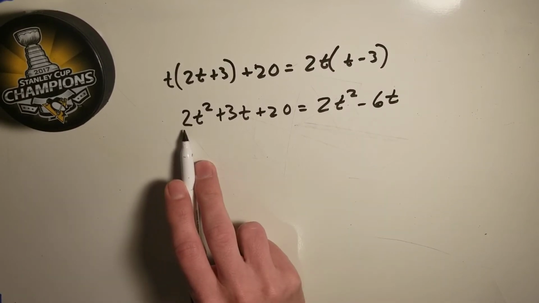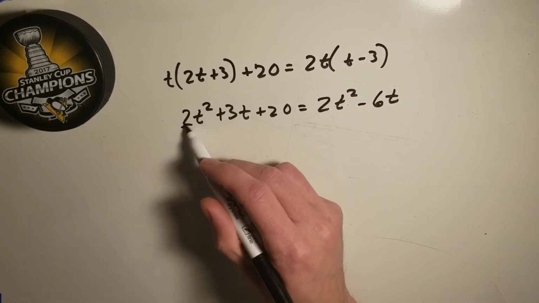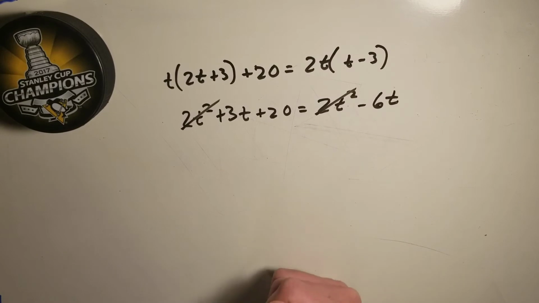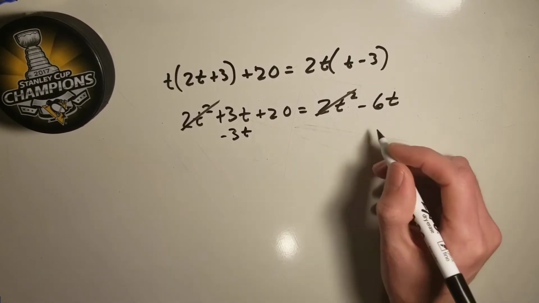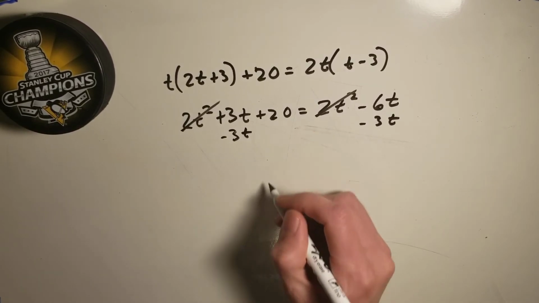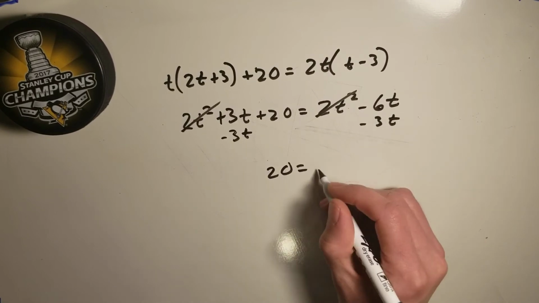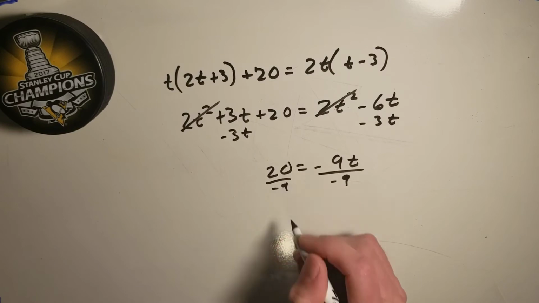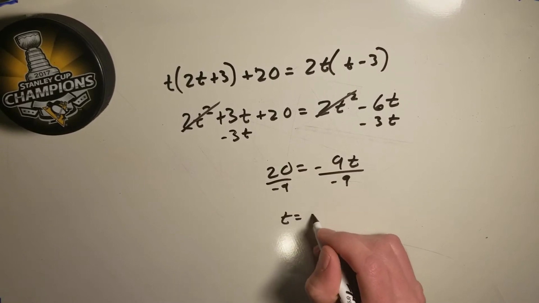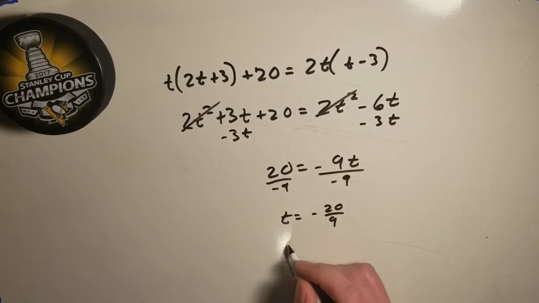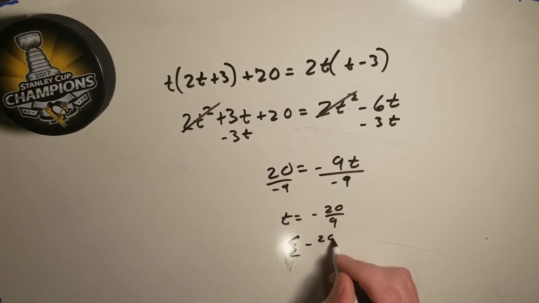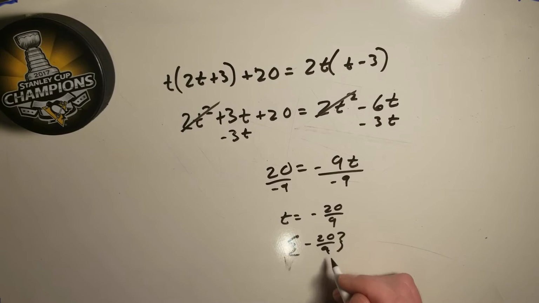You're going to notice if you subtract 2t squared from both sides, they're both going to go away. And now we can get all of our t's to one side. They're not going to cancel out here. Bring our 20 down. So 20 is equal to negative 9t. Divide by your negative 9, so t is equal to negative 20/9. So our final solution to this equation is negative 20 over 9.